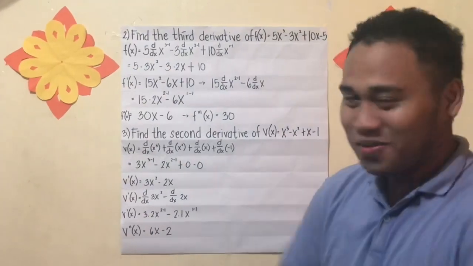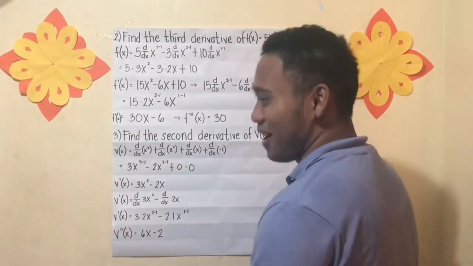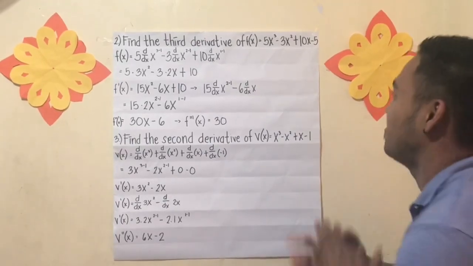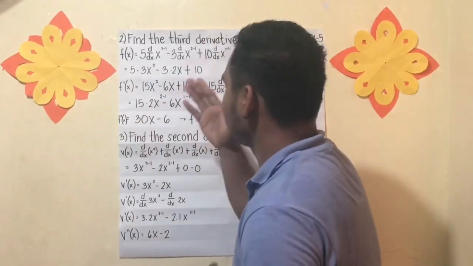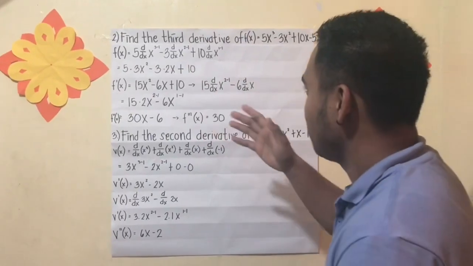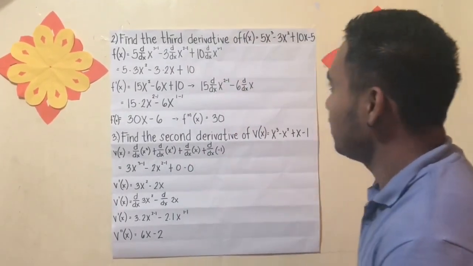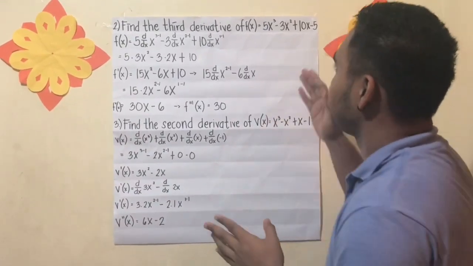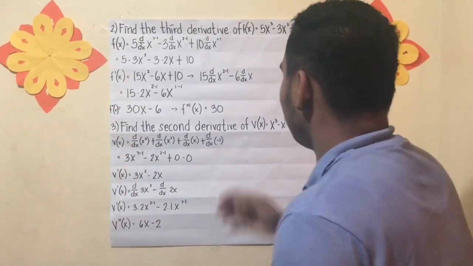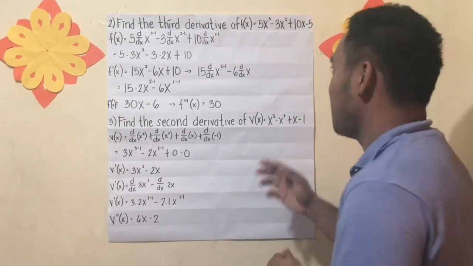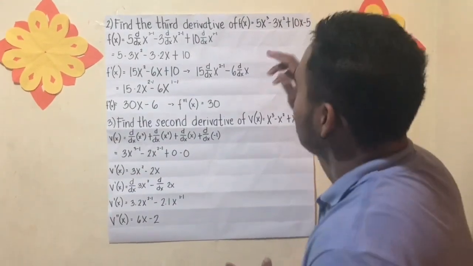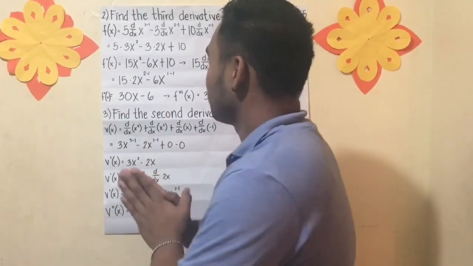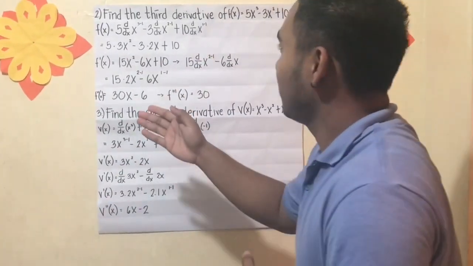144. The next example is we need to find the third derivative of f of x equals 5x cubed minus 3x squared plus 10x minus 5. f of x equals 5 times d over the derivative of x, x cubed minus 1, minus 3 times d over the derivative of x, x squared minus 1, plus 10 times d over the derivative of x, x to the 1 minus 1. To come up with the first derivative, we need to multiply the leading coefficient and the exponent.